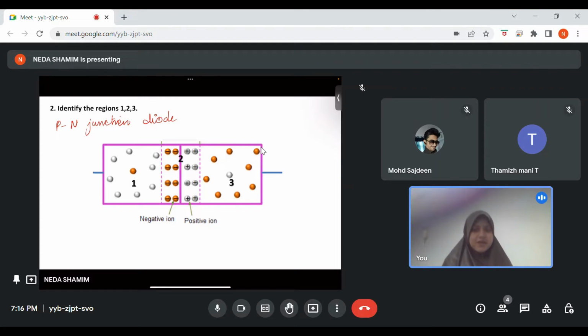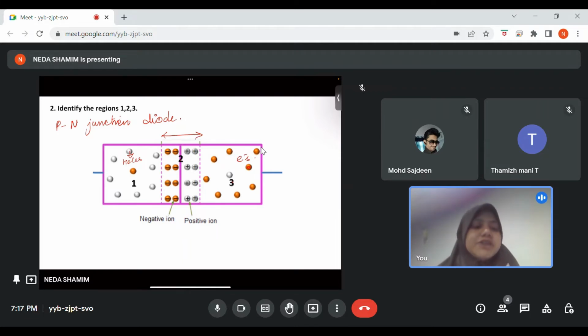Please tell me, in this PN junction diode, what are the regions 1, 2, and 3? One is the P-type semiconductor, three is the N-type semiconductor, two is the depletion layer. Correct. I didn't mention one thing, sorry for that: these particles are holes and these particles are electrons, and here it has already been given a negative ion and positive ion.